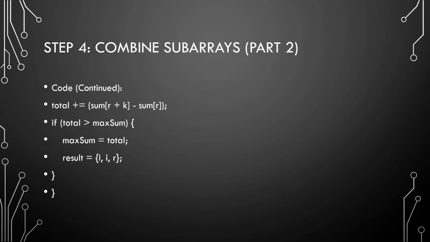In the second part of step 4, we complete the combination process by adding the sum of the right subarray. If the combined total exceeds the current maximum, we update the maximum sum and store the resulting indices.